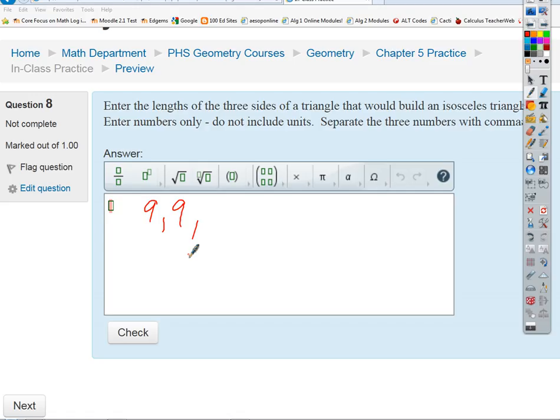Could be 17, could be 15, could be 10, could be 8 for that matter, right? Because then 8 and 9 adds up to more than 9. See what I'm saying? Okay? Any of those would work.